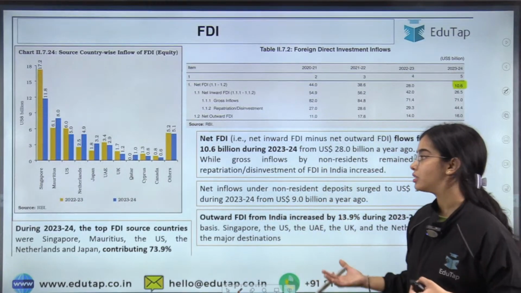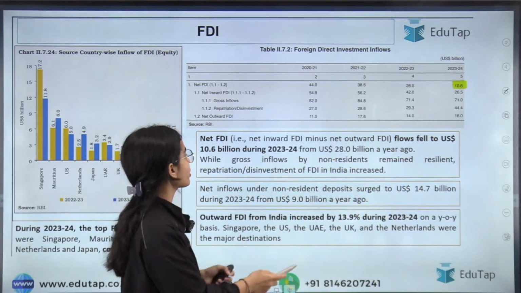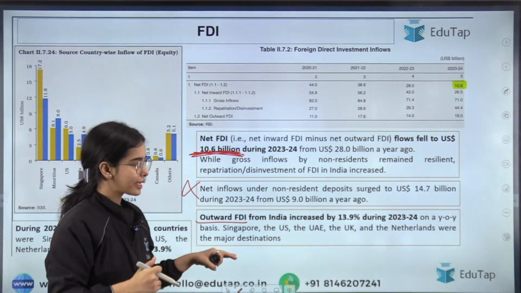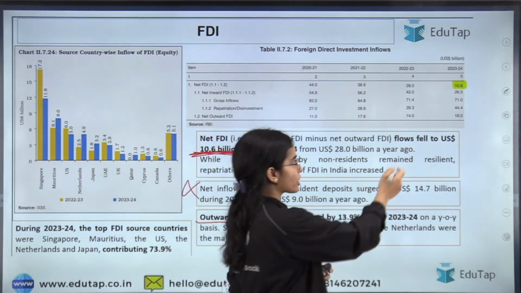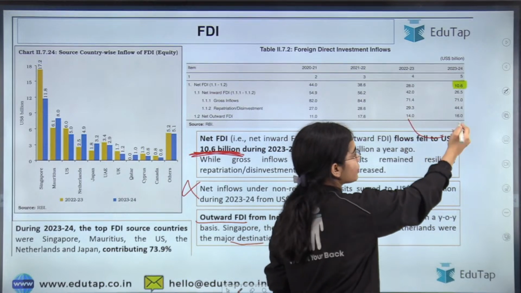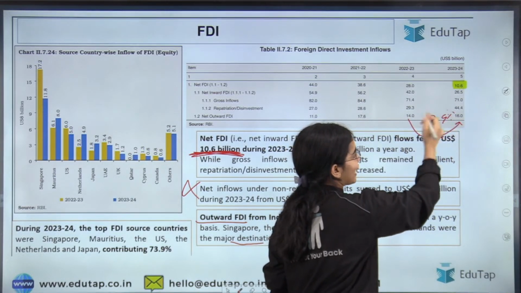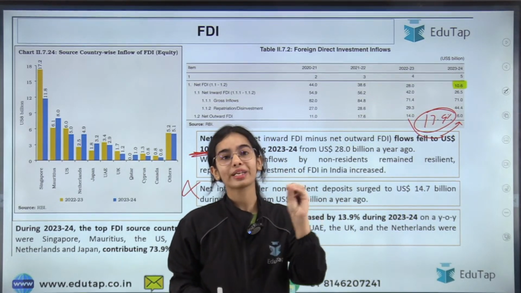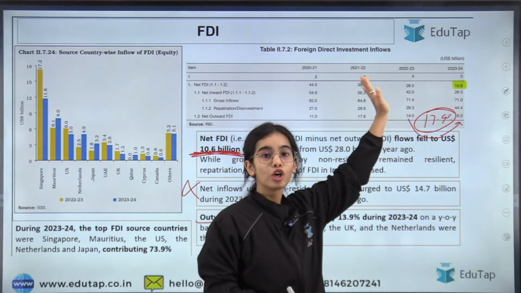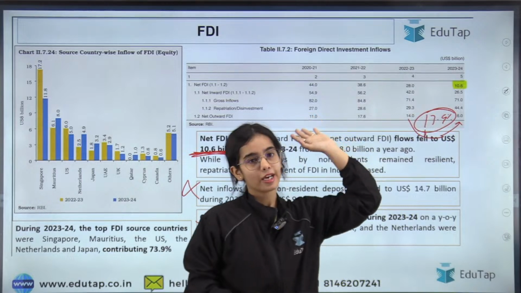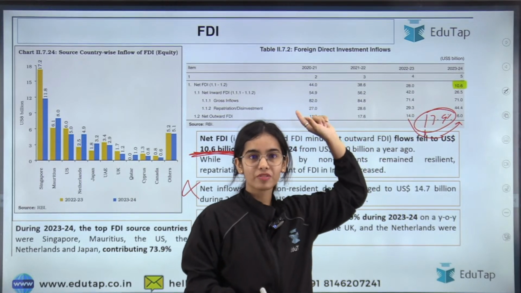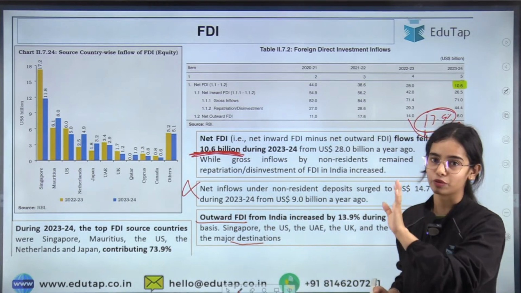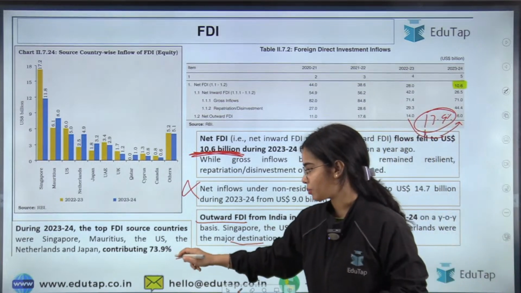Here again, the data points you need to remember are the complete data points. This is not very important. The increase in the outward FDI was from $14 billion to $16 billion. If you see, this is an increase of 13.9%. You can calculate it also. I actually calculated it to see whether it is 13.9% or not, and I got the correct answer. So 13.9% is the increase in outward FDI from $14 billion in the previous year to $16 billion in the current financial year, 2023-24. So this is the right answer, and this is also important.